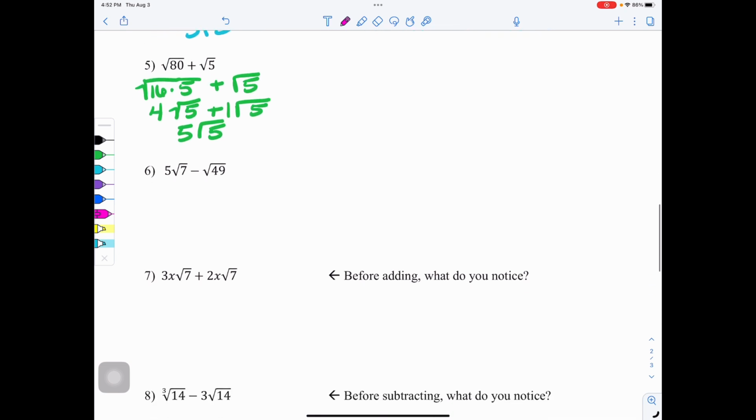It does not look like we have like radicals, so we're going to simplify. This time, however, we have a nice simplification. 5 square root 7 stays 5 square root 7. And then minus square root of 49. 49 is actually a perfect square. So the square root of 49 is 7. So we have unlike terms here. We have a number and then we have a radical. And those two things cannot be written together.